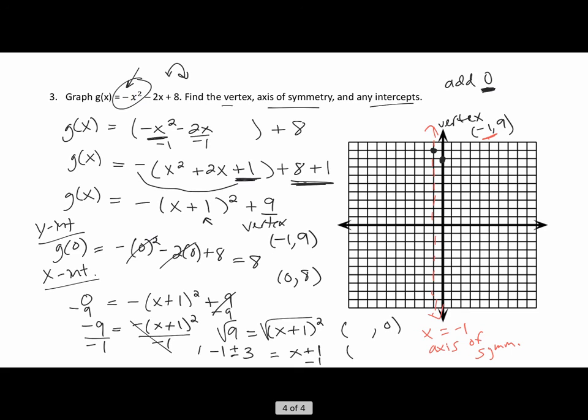So we'll have two x-intercepts here. The first one is negative 1 plus 3. That's 2. And the second one is negative 1 minus 3. That's minus 4. So 2, 0, and negative 4, 0. Okay. Looks good. We could also do another point by symmetry if we wanted. Connect those together to finish the graph of this parabola.